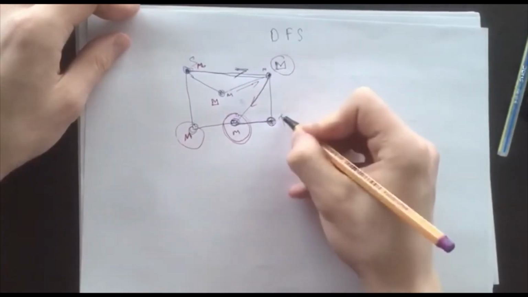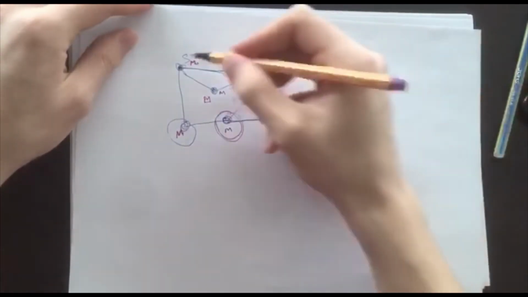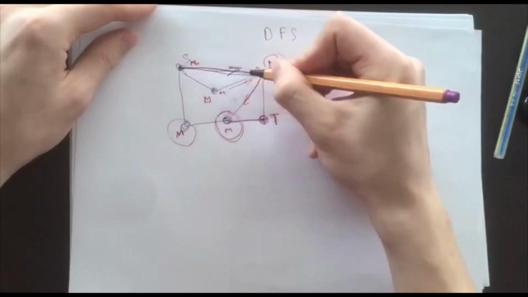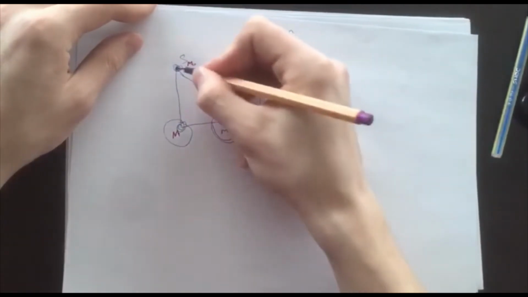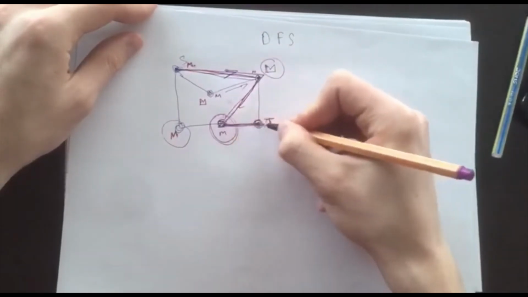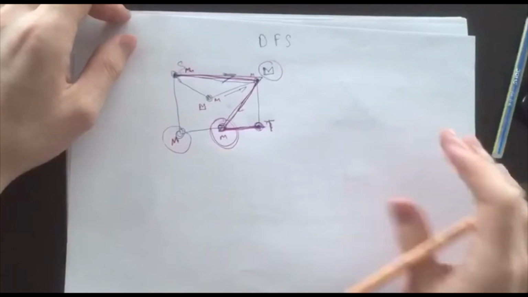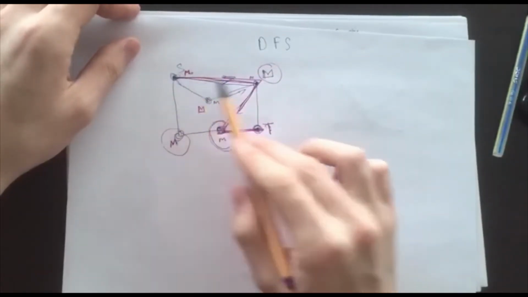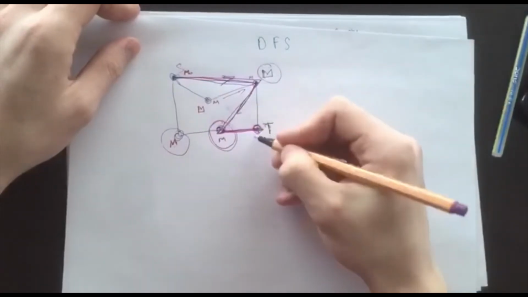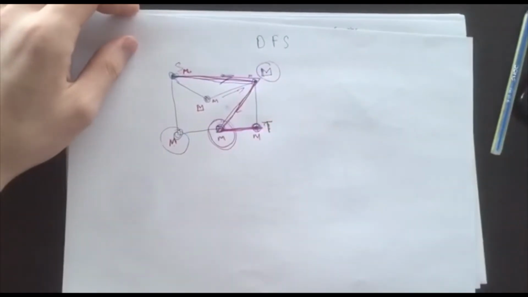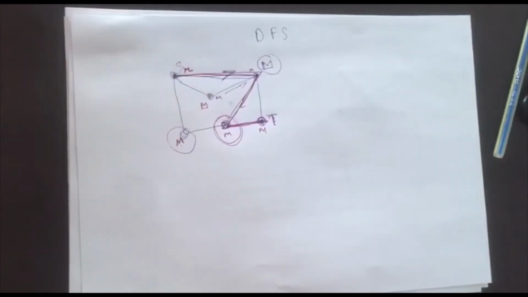Oh, fantastic, it's our target here, and it shows that the path must be like this according to our DFS algorithm, and we mark this vertex, this vertex, this vertex, this vertex, this vertex, and this vertex. Yeah, that's how the DFS algorithm works.